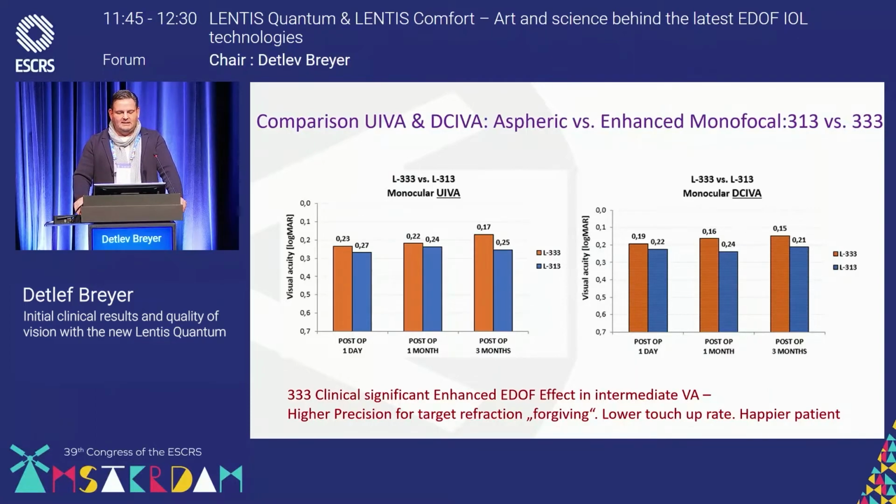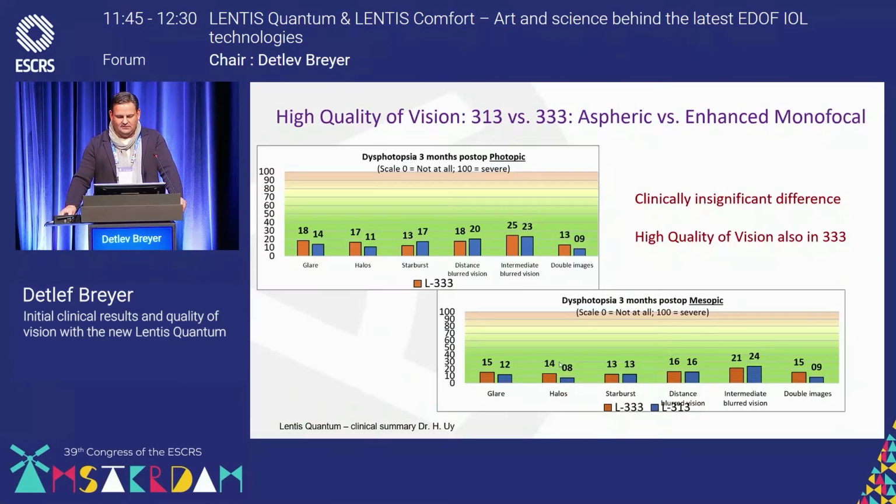Looking at the intermediate vision, and that's where we do expect the advantages of the Quantum, we could see a clinically significant enhanced EDOF effect in the intermediate visual acuity, which maybe becomes more obvious in the defocus curve I'm going to show later on.